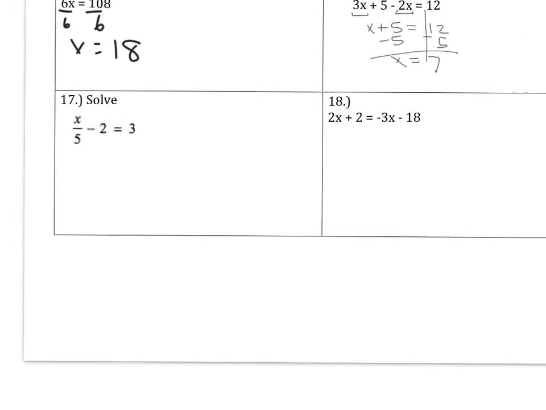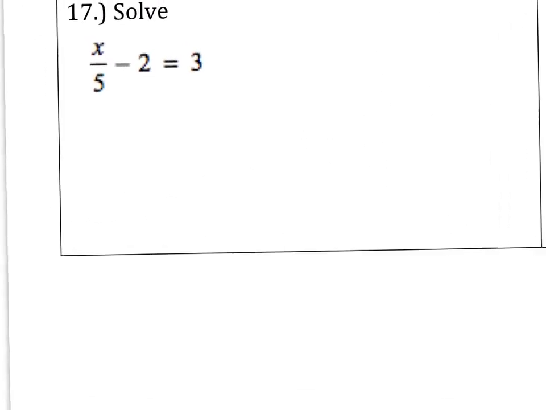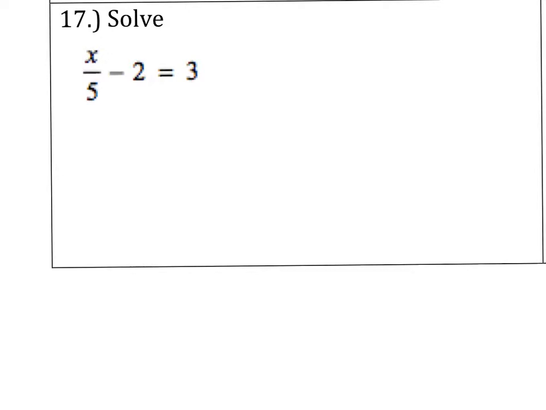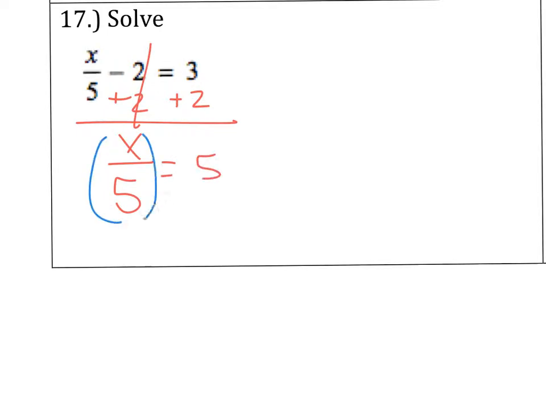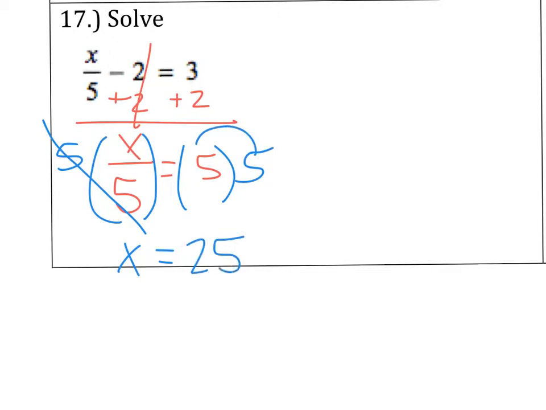Okay. Another fraction. First thing we're going to do is we're going to get rid of that 2. We're going to bring the 2 over there with its family member. X over 5 equals 5. Now this looks just like the last one. We multiply both sides by 5 to get rid of that fraction. 5 divided by 5 goes away, and 5 times 5 is 25.